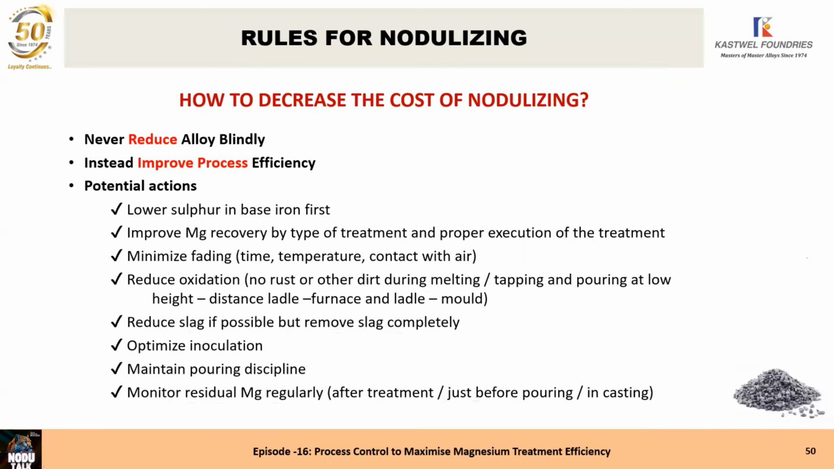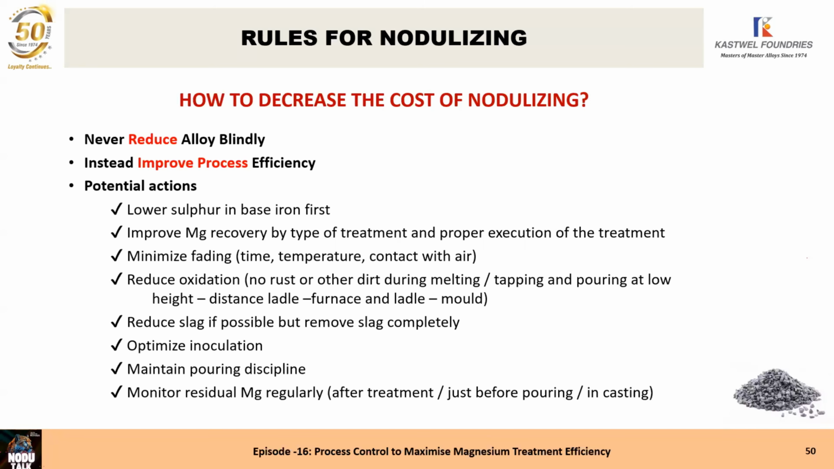How to decrease the cost of nodularizing? Never reduce alloy blindly. Instead, improve the process efficiency. What are some potential actions that can be taken to improve the process efficiency? Lower sulfur in the base iron. Base iron sulfur between 0.014 and 0.016 is the best, but it should in any case be less than 0.025. If it is more than 0.025, please do desulfurizing first, prior to magnesium treatment.